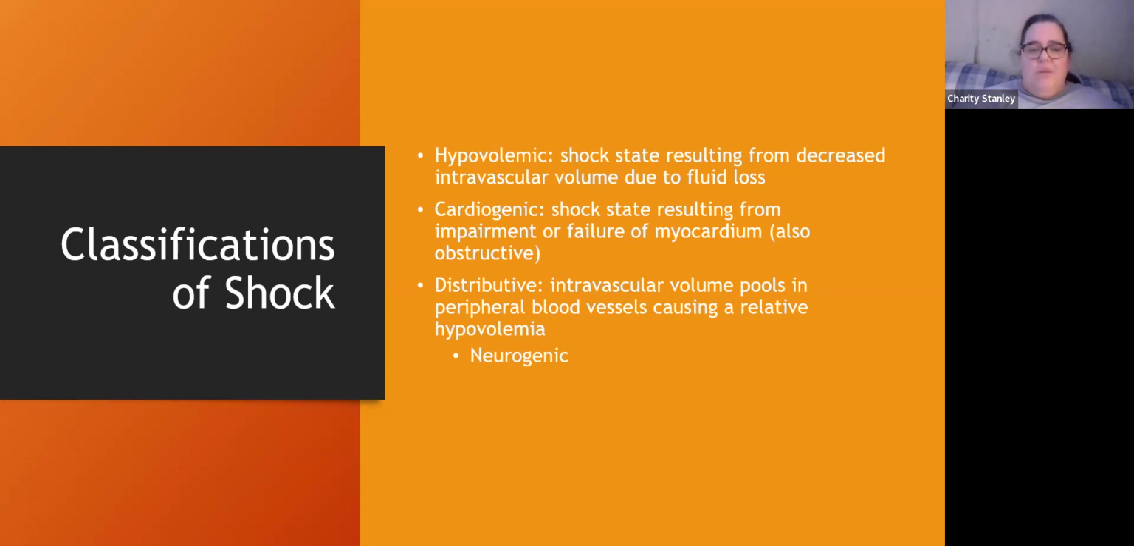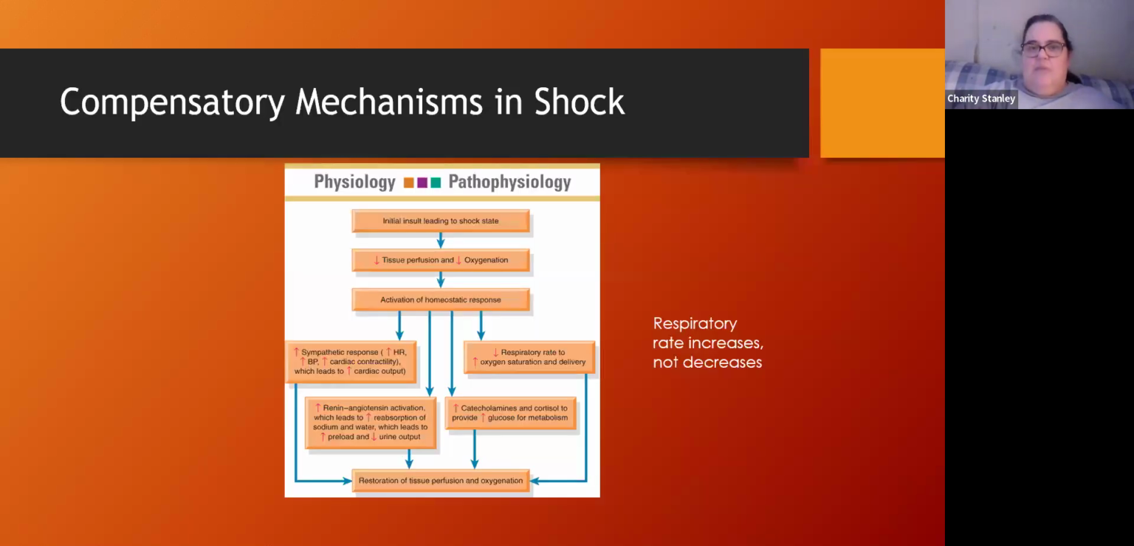Or it could be a problem of the fluid distribution within the body. Okay. And what this means is we've got the fluid, but part of our blood vessels are being wonky and they're dilating when they should be constricting to push the blood flow back around, right? If it's dilating, this is going to pool in certain areas. And this is how neurogenic shock happens.